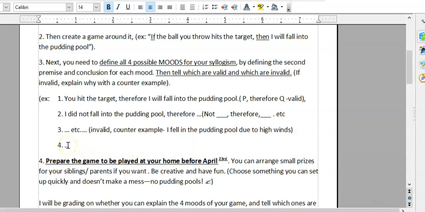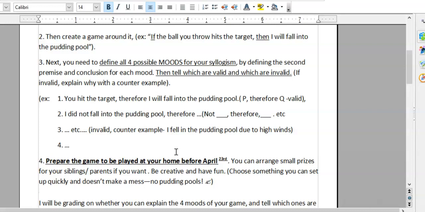And then what would the 4th mood be? So we've done P and not P. We've done not Q. So the last one would be Q. Q happened. You fell into the pudding pool. And again, do we know for sure whether your ball hit the target? We can't tell. You could have fallen into the pudding pool because you slipped, or because you just wanted to jump in because you made all that pudding and you thought it would be fun. So you can't really tell whether the ball you threw hit it or not.